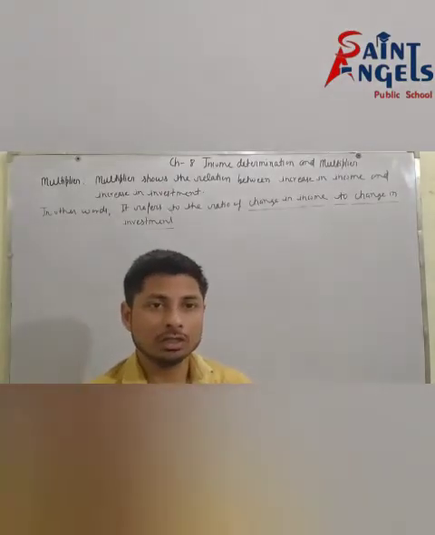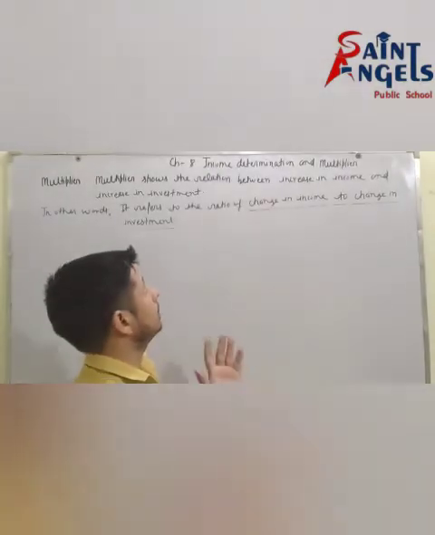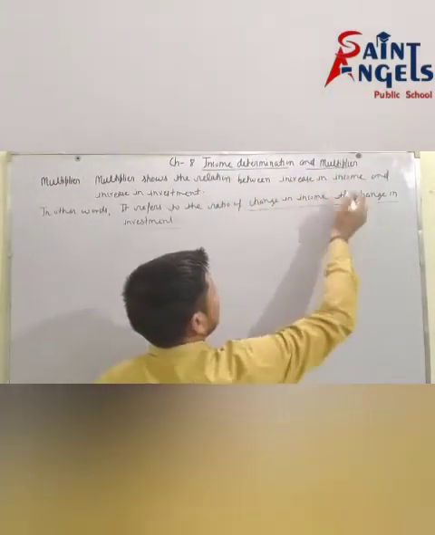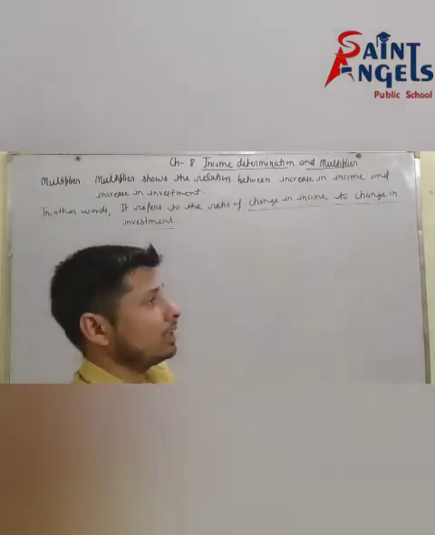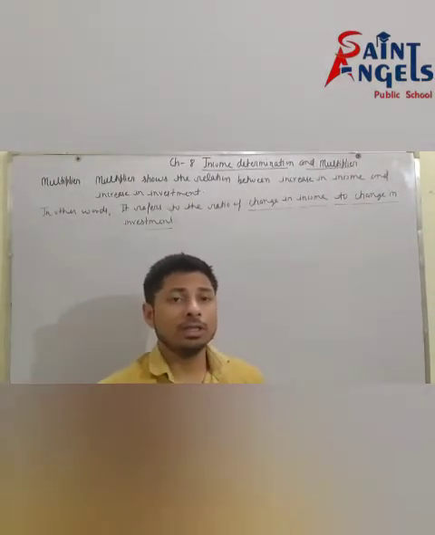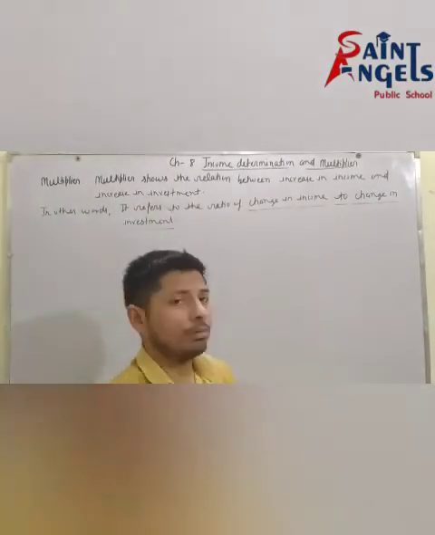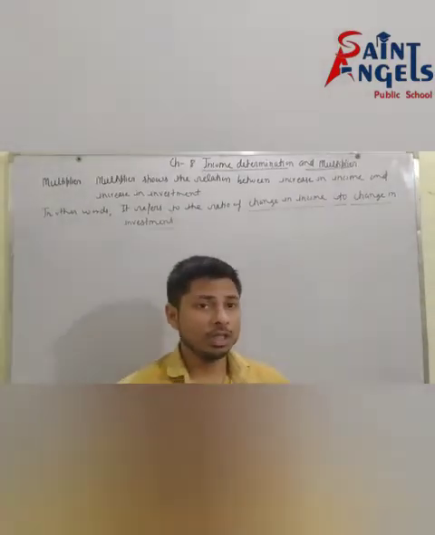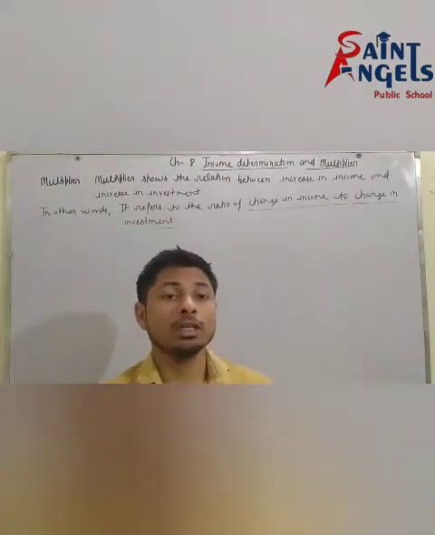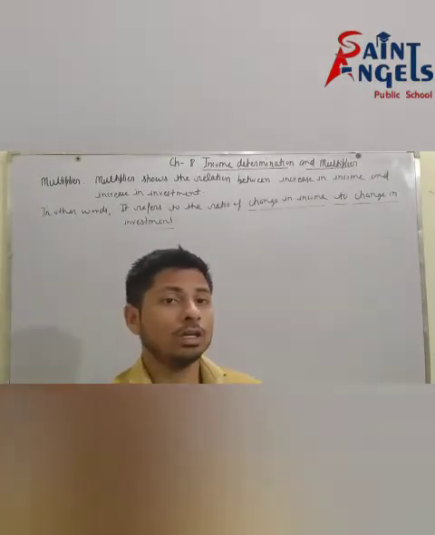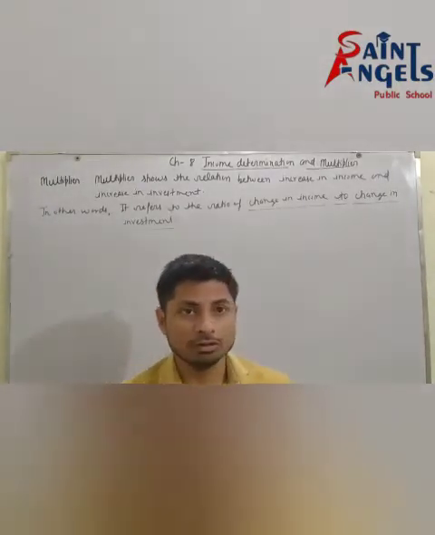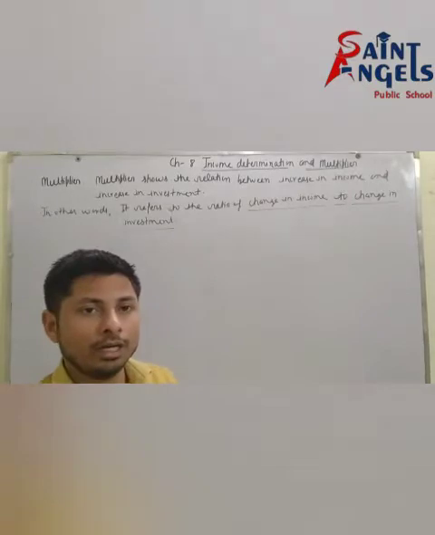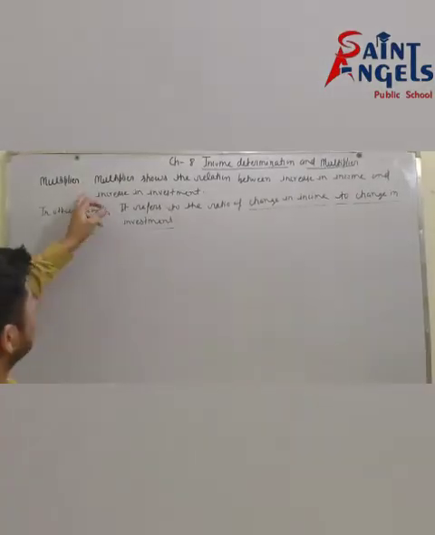So my dear students, today we are going to discuss again chapter number 8, income determination and multiplier. As you know, in my previous video we discussed the complete concept of income determination. Income determination means equilibrium level of income, or equilibrium level of output, or equilibrium level of employment. But today we are going to discuss the next concept, the meaning of multiplier. What is the definition of multiplier?